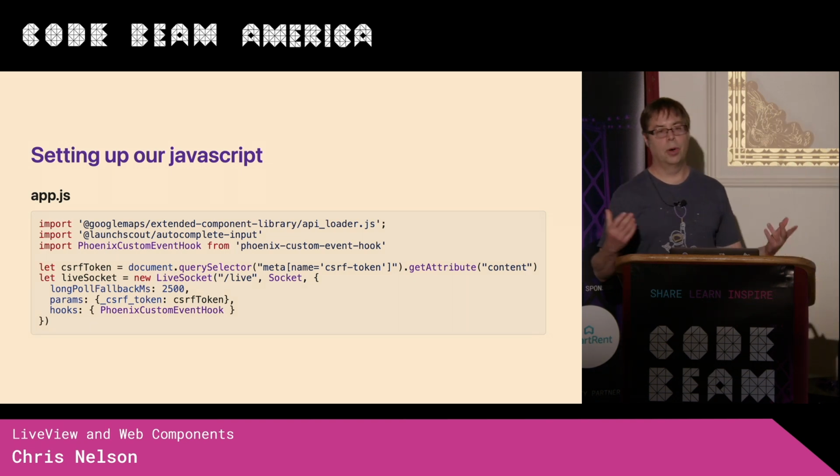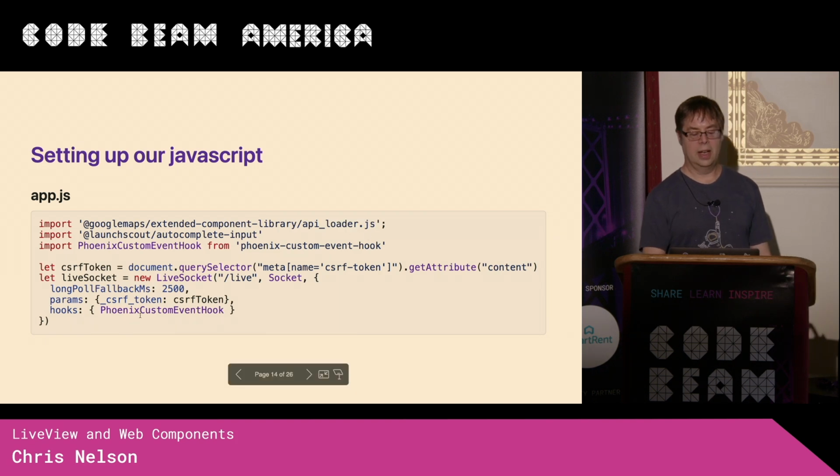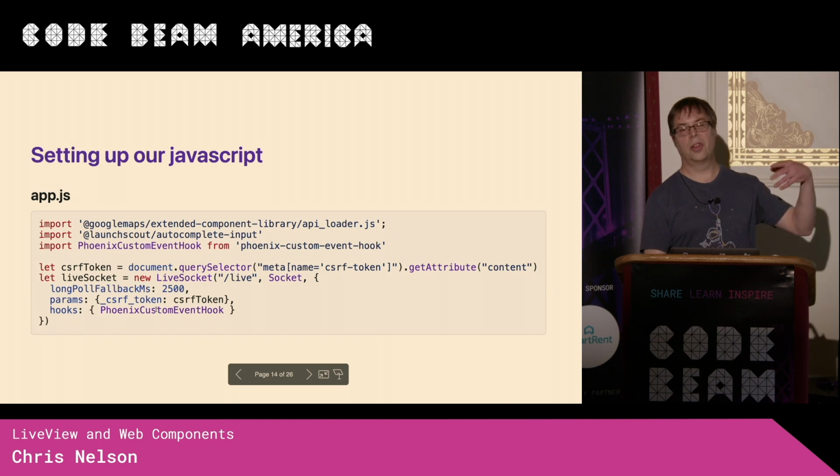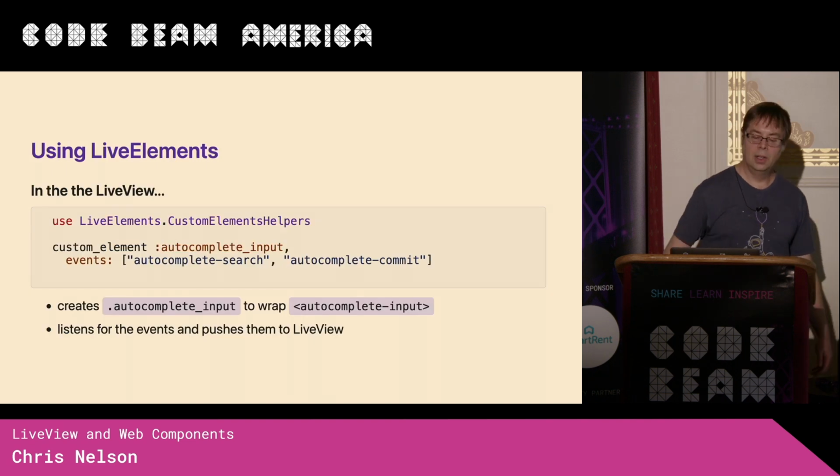We just need to import the NPMs that we're actually using to define our custom elements. We bring in the Google Maps, the autocomplete input, that's a thing that I wrote, and then the Phoenix custom event hook, which, like I said, is what provides the bridge between LiveView and custom events. And of course, because we have a hook, we need to actually put it on our socket, so don't forget that little bit. But this is all described in the documentation for live elements if you end up using it.